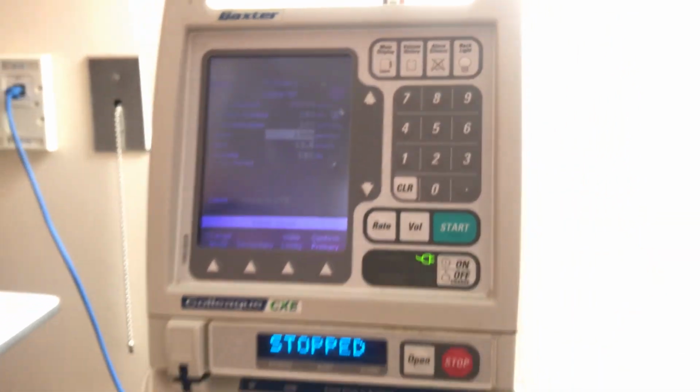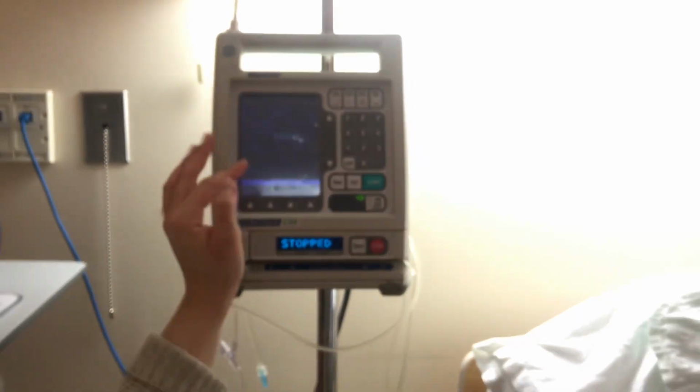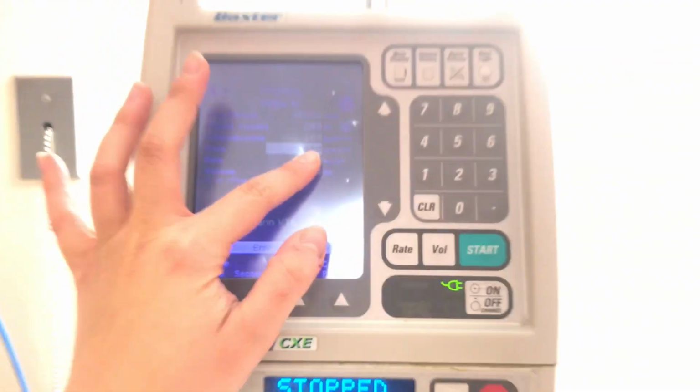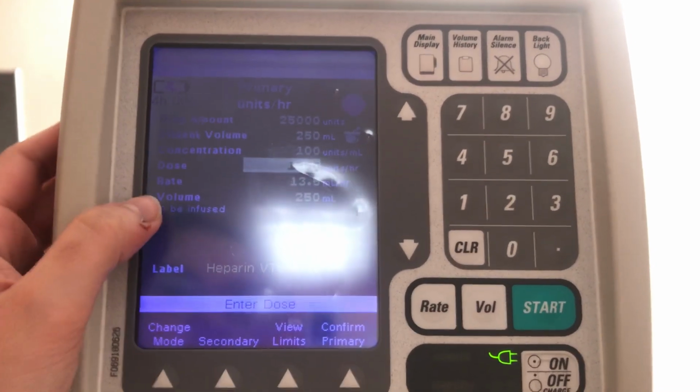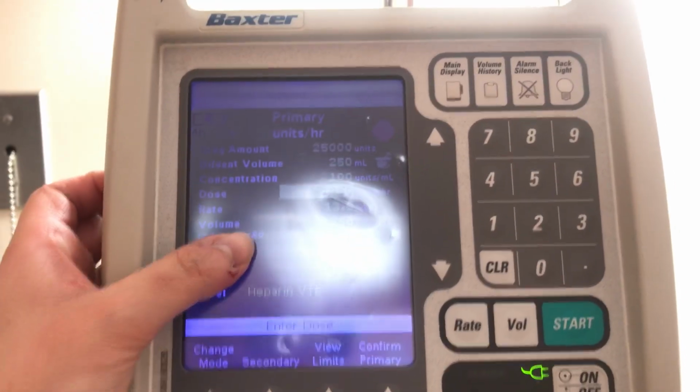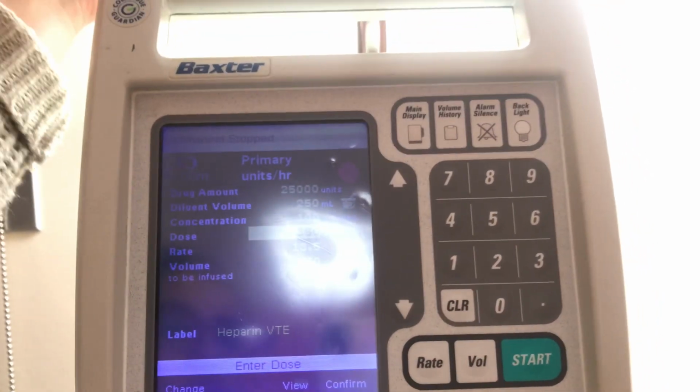So after I've already put that into the pump, I'm just going to do my second med check. So we have the right patient, Wendy Holmes. We have the right drug, heparin. The right dose, so it's a total of 25,000 units within this bag. The concentration is 100 units per ml. She is getting the correct dose of 1,350 units per hour. The rate's 13.5 mLs per hour, and then the volume total is 250 mLs.